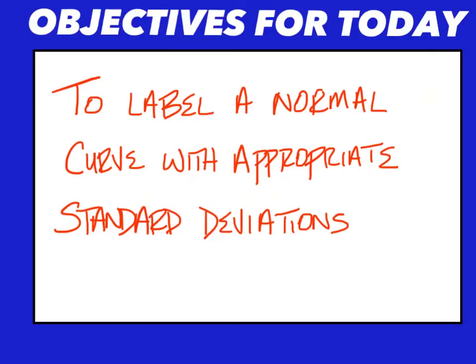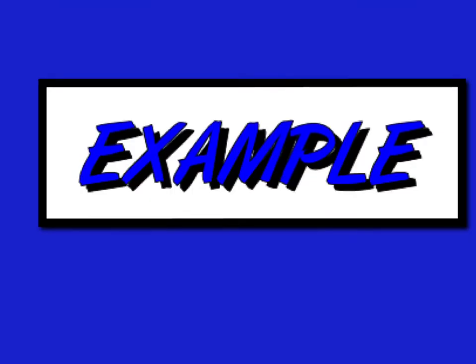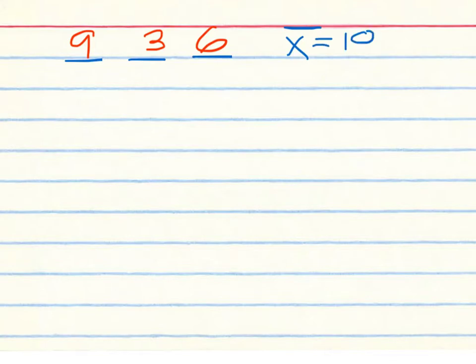Objective for today is to label a normal curve with appropriate standard deviations. In this first problem, we will have 9, 3, and 6. What we want to do first is find the average and round it to the tenths place, if necessary. So that's 9, 12, 18. So 18 divided by 3 is an average of 6.